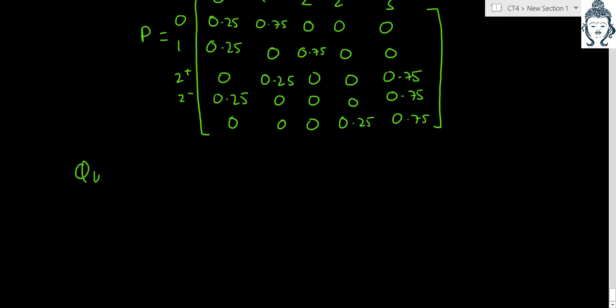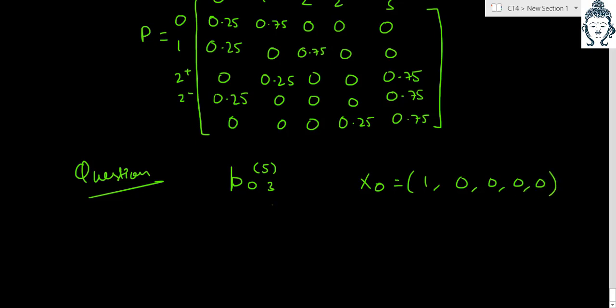Now let's take a question with this transition matrix, and I would like you to solve it. I want you to calculate the probability of going from state 0 to 3 in 5 steps. I know that I started off in state 0, so my initial distribution vector would be 1 0 0 0 0. And I want to be in state 3 at time 5, right? So I'll have to calculate all the probabilities.